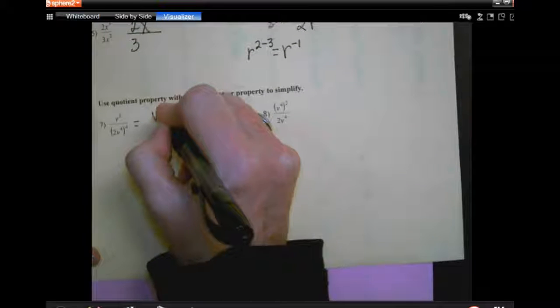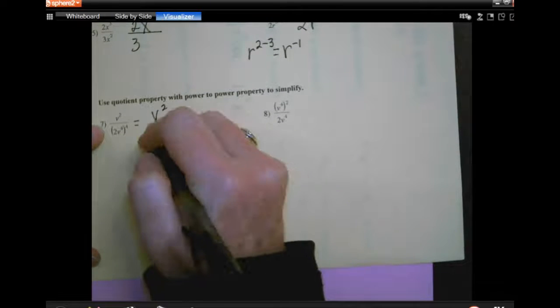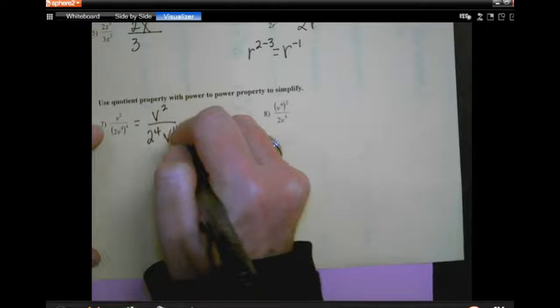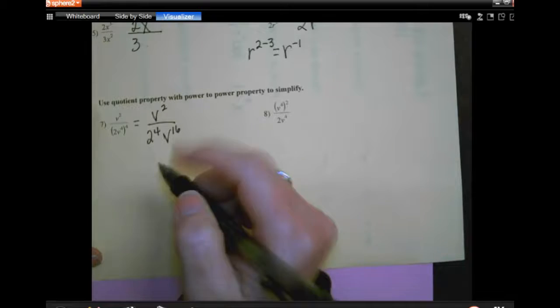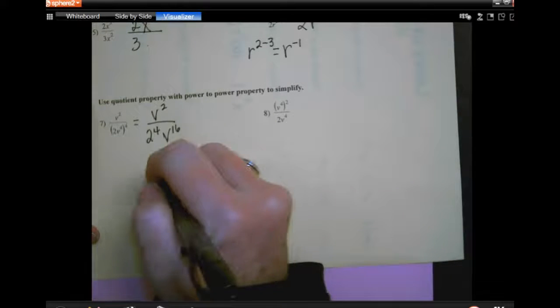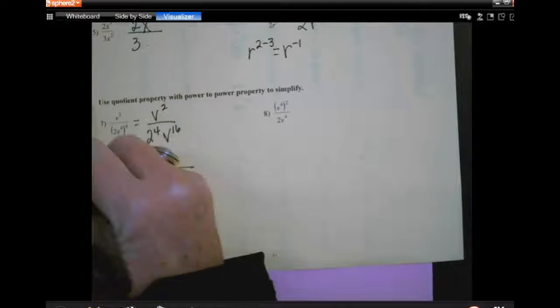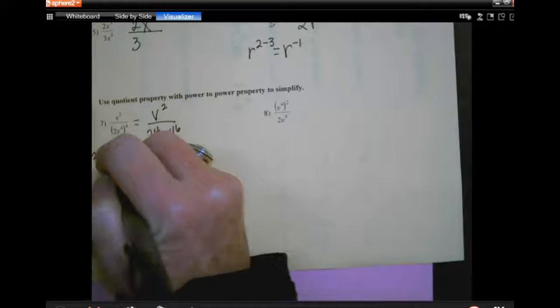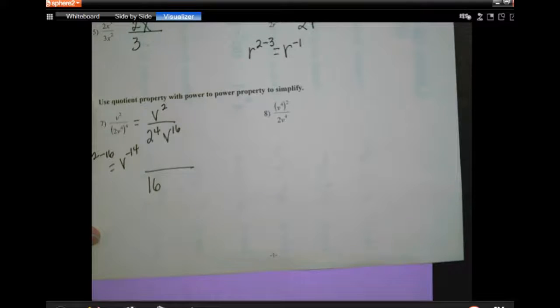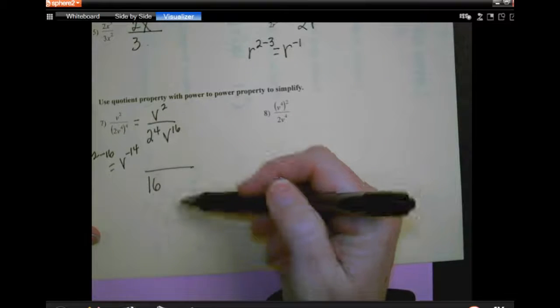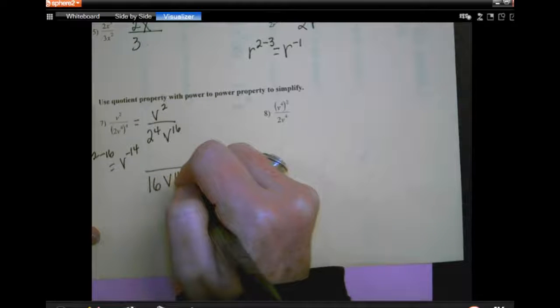So I have v to the 2nd, I have 2 to the 4th power, and v to the 16th power. So 2 to the 4th is like 4 times 4, so that's 16. And then here I have v to the 2nd minus 16, which is v to the negative 14. And what does that mean? That's on top, so I want to move it to the bottom and make it positive.